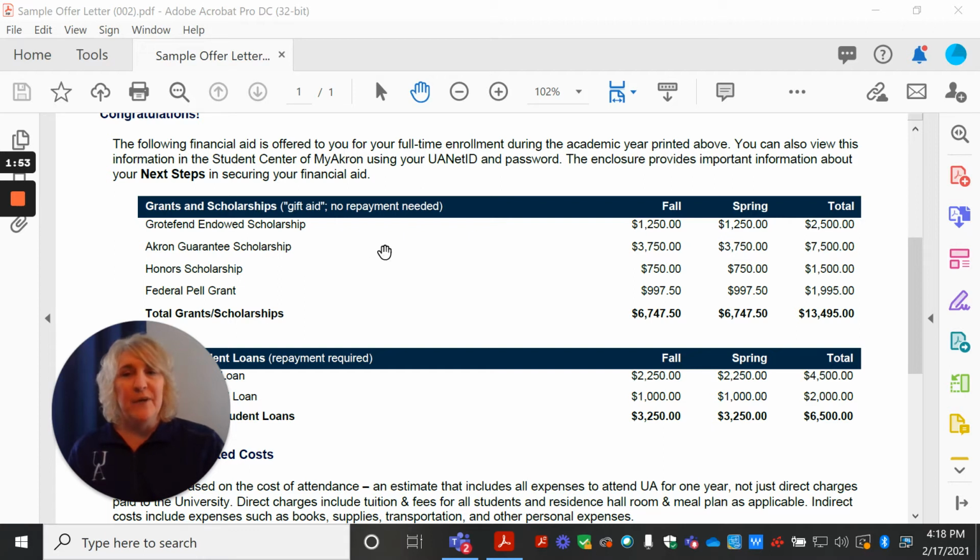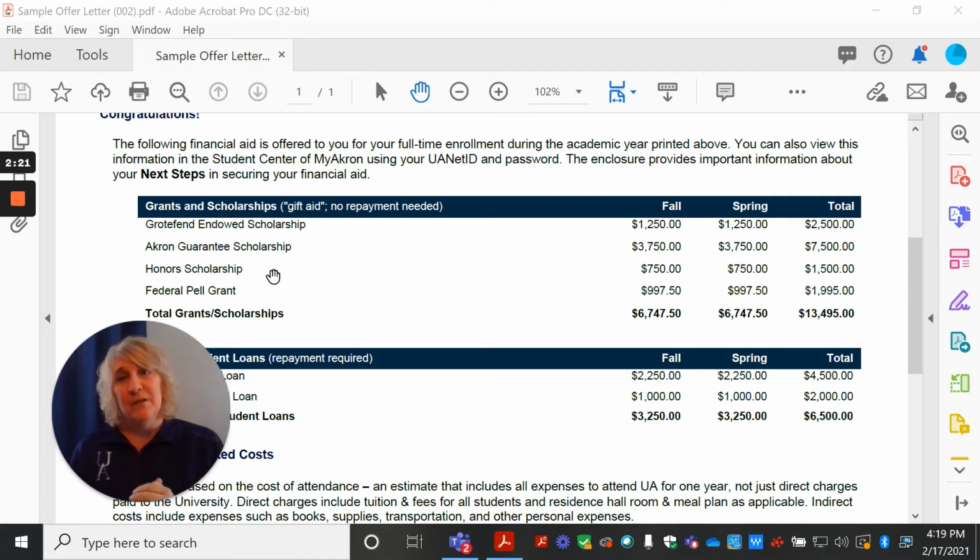So the type of financial aid that you'll see in this category is scholarships that are awarded by the university. That would include scholarships awarded at the time of admission, scholarships awarded by your college if you've applied to their scholarship programs, and then also scholarships awarded by the Office of Student Financial Aid if you made our freshman priority filing deadline of January 31st. So those scholarships are awarded by the university.